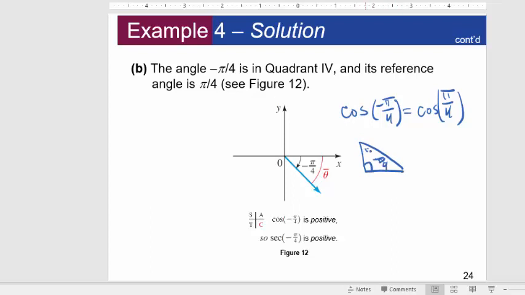Which is pi over 4, pi over 4, and we had called these legs 1 and the hypotenuse square root of 2. So the cosine of negative pi over 4 is the same as the cosine of pi over 4, which is adjacent over hypotenuse, which is 1 over the square root of 2. But usually when you do these, they're going to rationalize the denominator by multiplying by radical 2 over radical 2. So you end up with square root of 2 over 2. So that's your cosine of pi over 4, but we want the secant.